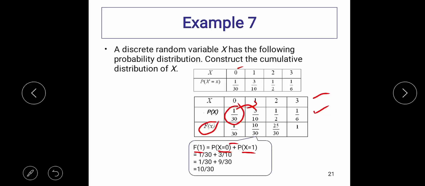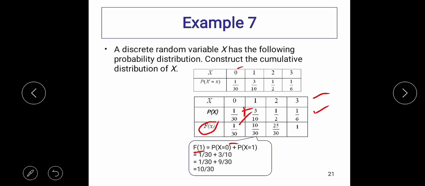Or you can say you take back your cumulative probability when x is 0, and then you add the probability when x is 1. Okay, so basically you can see, you go up there. You can also take this, 1 over 30 plus 3 over 30, then you get your cumulative probability when x is 1.